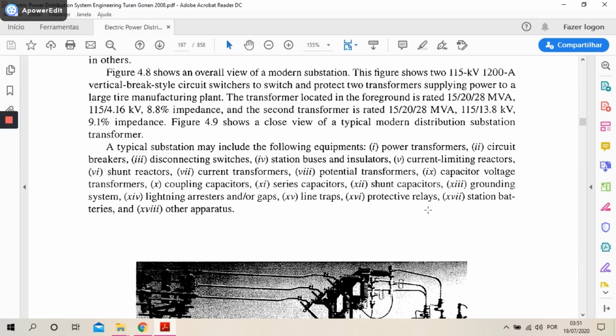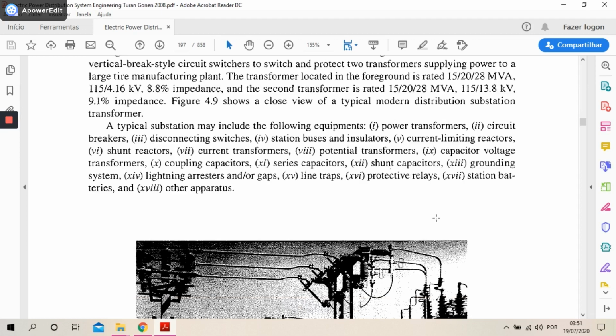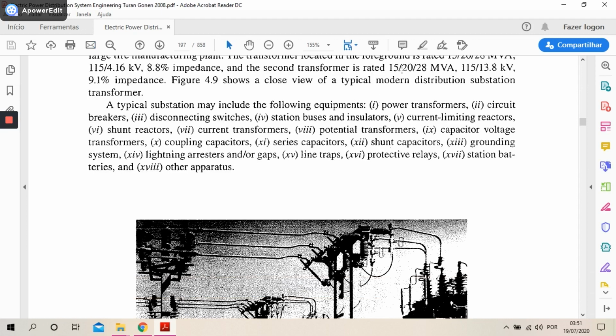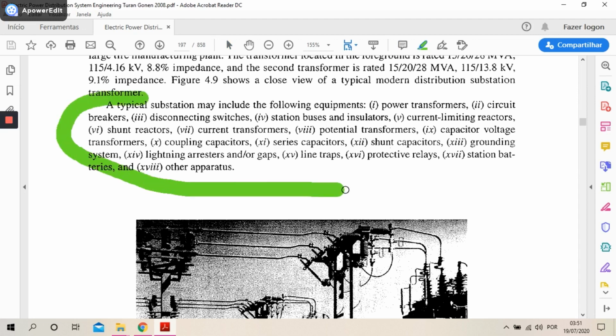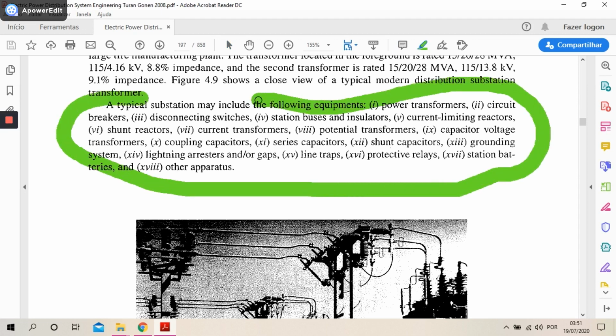a typical substation may include the following equipment. Very important this. Let me highlight this. Very important. Number 1, power transformers. Number 2, circuit breakers. Number 3, disconnecting switches. Number 4, station buses and insulators.